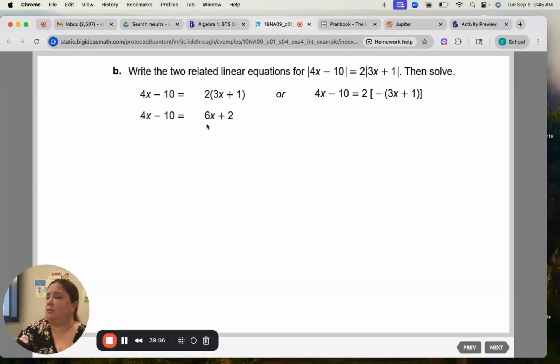So minus 6x, what's 4 minus 6? -2x. Now let's move the 10. How do we move the 10? Plus 10. Correct. Which would be 12. And then our last step? Divide 12 by -2. Correct. Which is -6. Excellent. So x equals -6. So there's one answer.